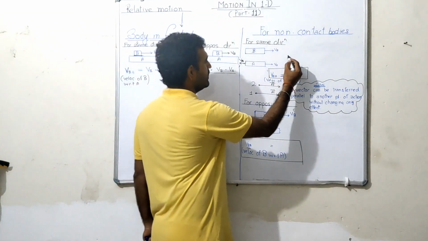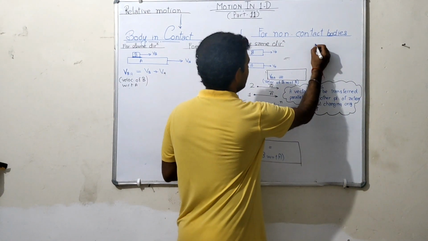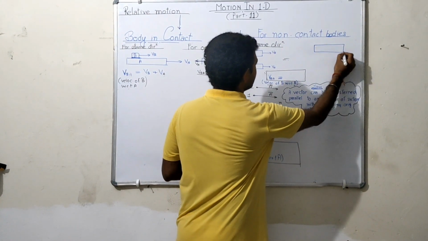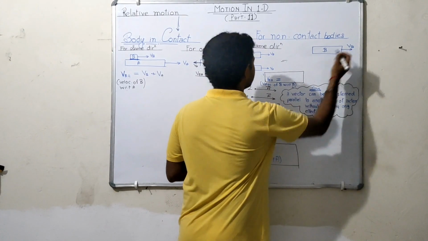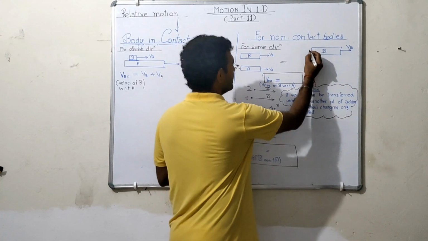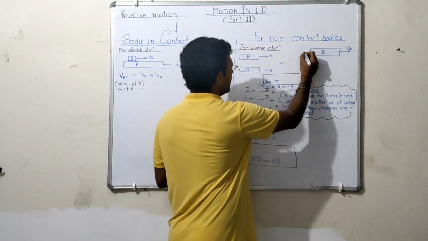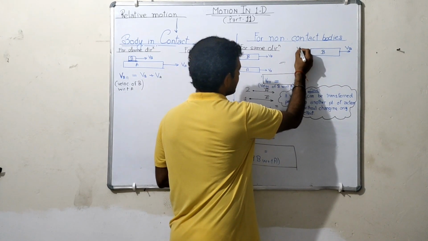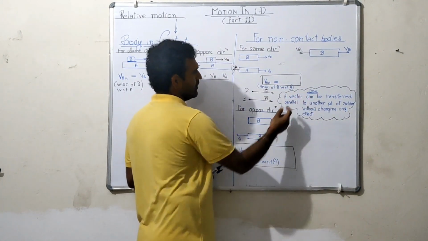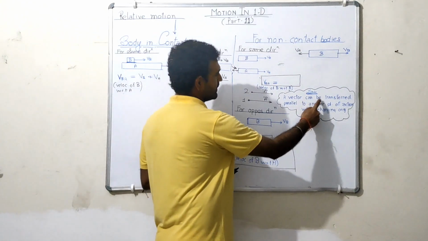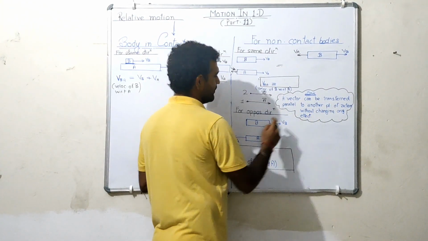Now this is equivalent to this diagram: this is body B kept over here, this is the velocity VB acting on this side, and this is the velocity VA. Now this VA can be transferred over here. How can it be transferred? Because we know the vector law, it says that a vector can be transferred parallel to another point of action without changing the original effect.